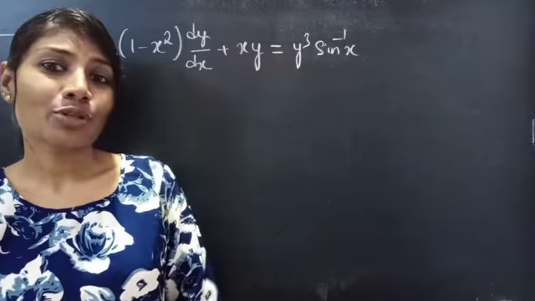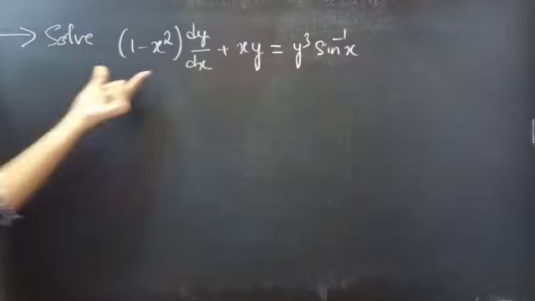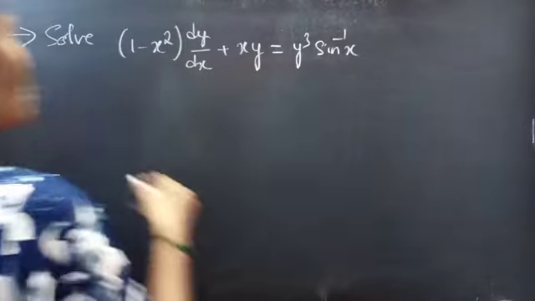In this video, we are going to solve the given differential equation. So let's get going. Problem. Solve (1 minus x square) dy by dx plus xy equals to y cube sine inverse x. Solution.